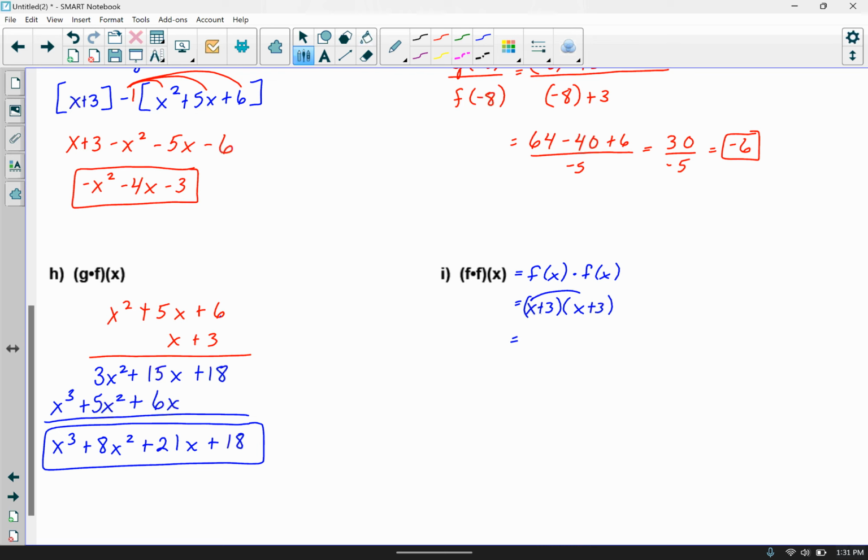So do your first, x times x, outside, x times 3, inside, 3 times x, last, 3 times 3. Combine like terms: x squared plus 6x plus 9.